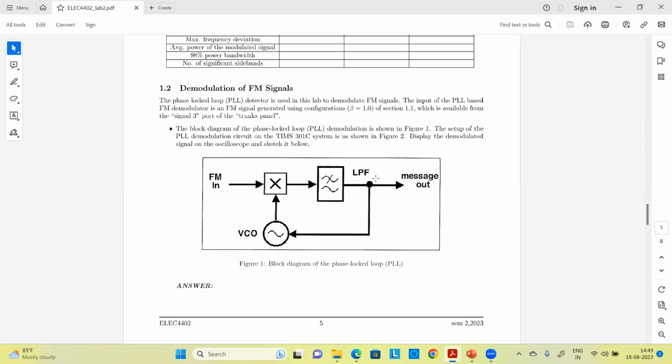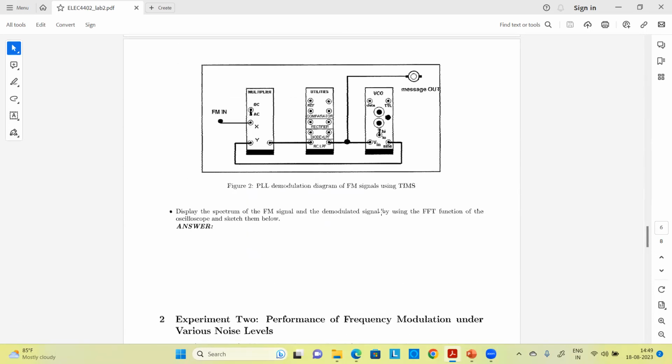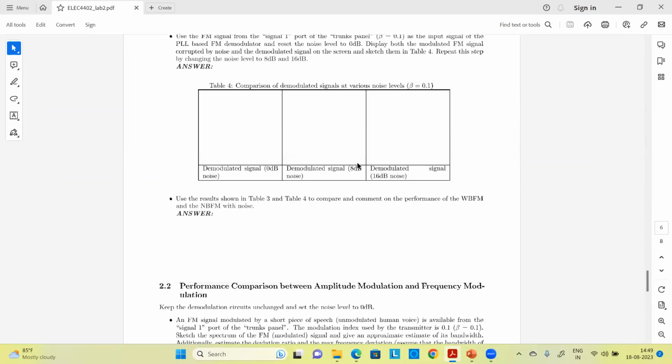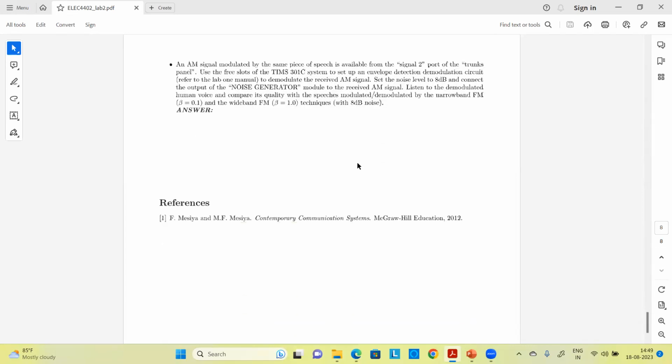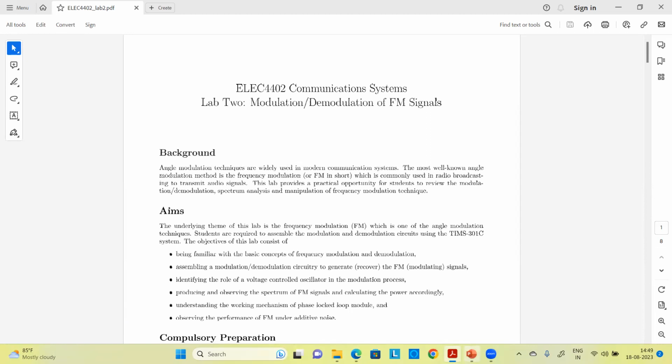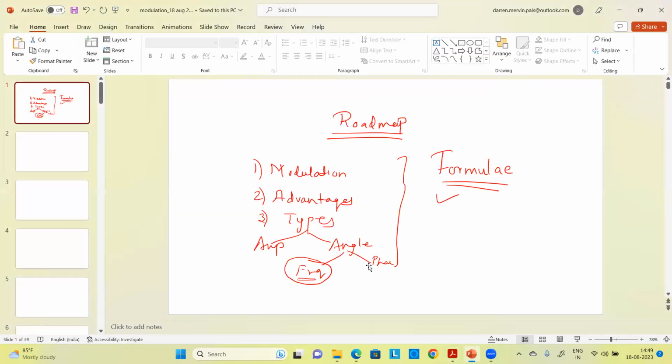For example, in the demodulation part, I'll explain the entire PLL procedure and how it works, so that when you do it in the lab, you can do it easily. Again, in the performance of frequency modulation under noise level, I'll give you an understanding of the performance difference between wideband and narrowband, how they differ, so that it's easier for you when you're doing it in the lab. I hope that much is clear. So can we begin with the lecture? Any doubts?